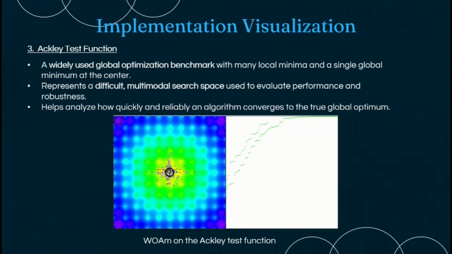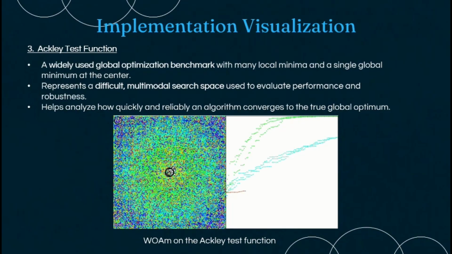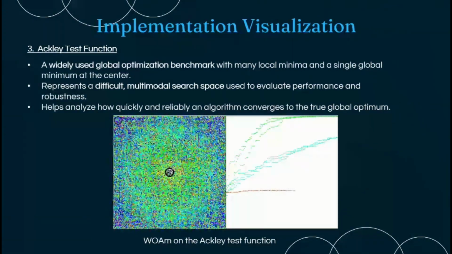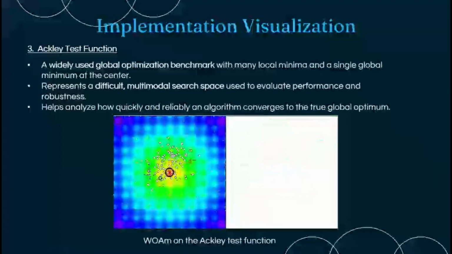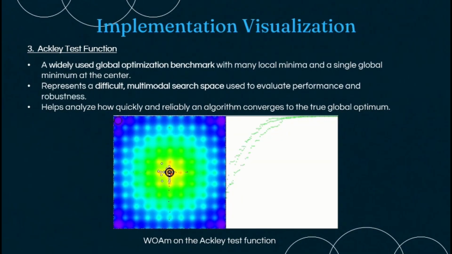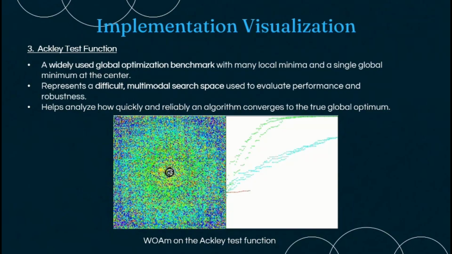Here's the visual representation of the Ackley test function. Initially, the whales explore across the entire surface. As iterations progress, the population begins converging towards the global minimum near the center. This visualization highlights the whale optimization algorithm's capability to converge quickly even in a complex landscape.